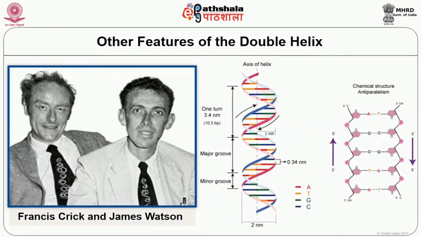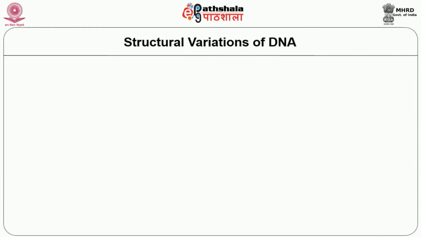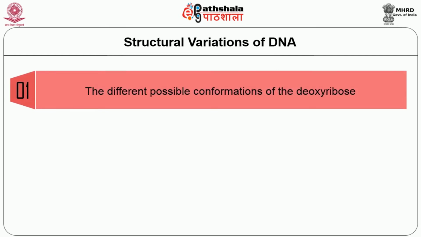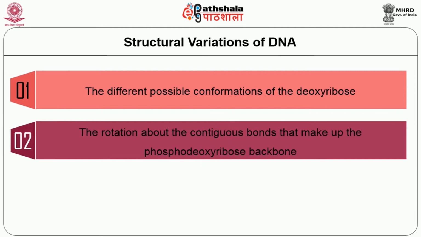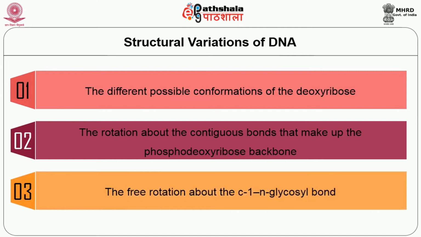The B form of DNA double helix described by Watson and Crick is the most predominant form under physiological conditions. In this form, each turn of the helix has 10.5 base pairs spanning a distance of 34 angstrom units. The width of the double helix is 20 angstrom units. Structural variations in DNA reflect 3 aspects, namely the different possible conformations of the deoxyribose, the rotation about the contiguous bonds that make up the phosphodiester backbone, and the free rotation about the C1'-N glycosyl bond.